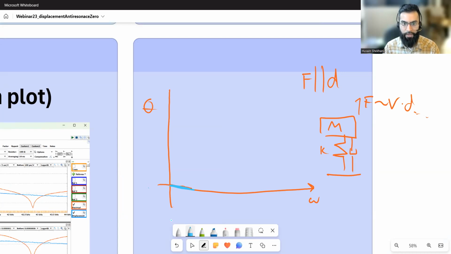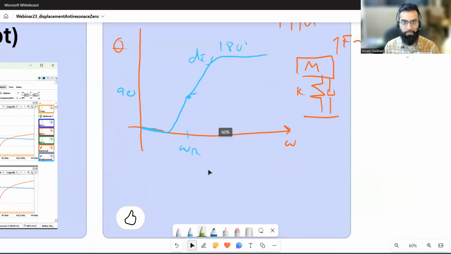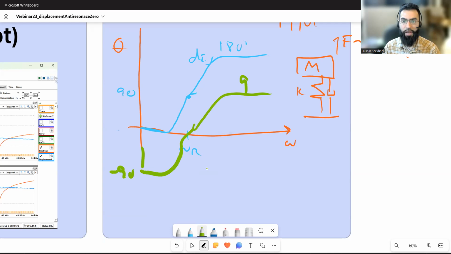So you should have zero phase at low frequencies. And then at 90 degrees exactly, this is our resonance frequency, and it gets to 180 after that. It's like you're pushing it. So basically what this means is that if this is displacement, velocity is a cosine, right? So velocity is lagging displacement by 90 degrees. So velocity actually starts at negative 90, gets to 0 at resonance, and goes to 90 after you pass the resonant frequency.